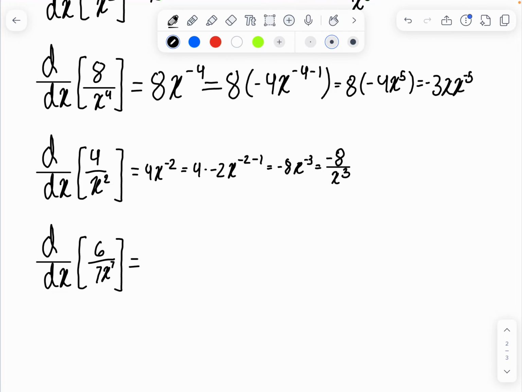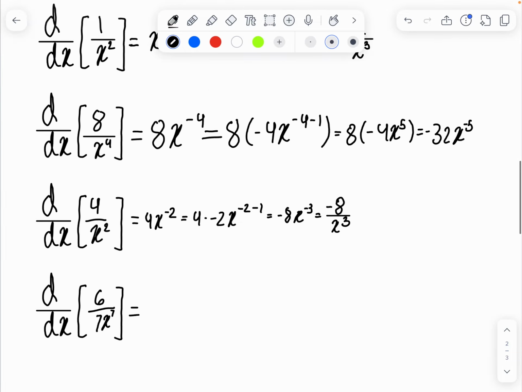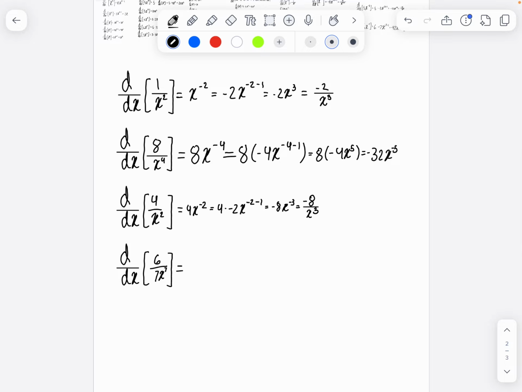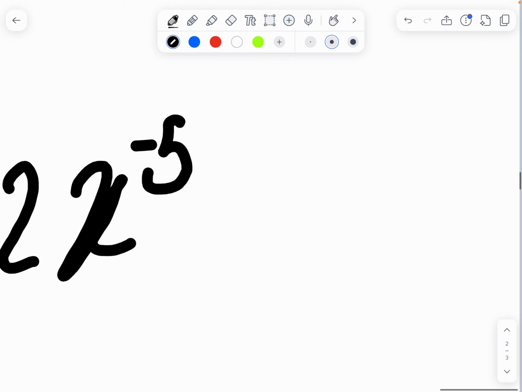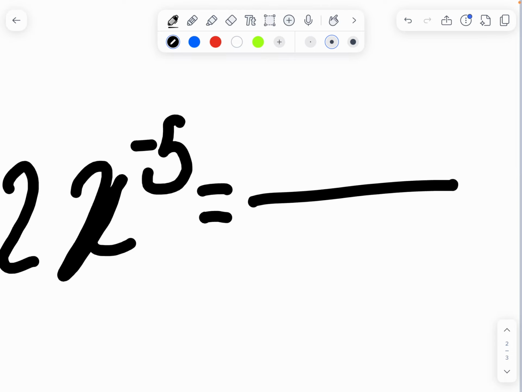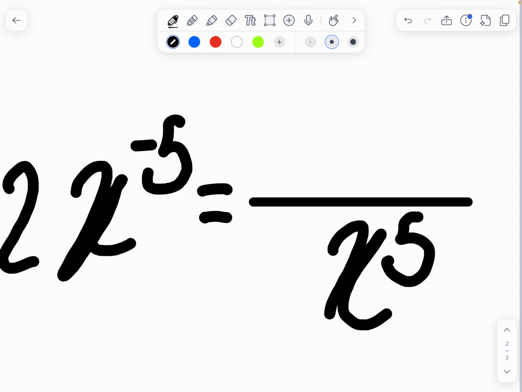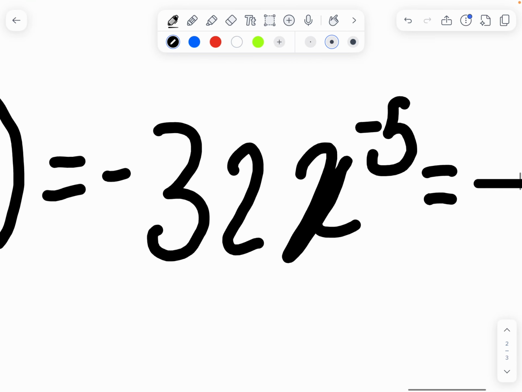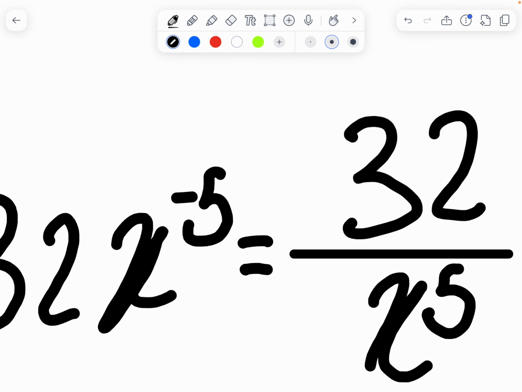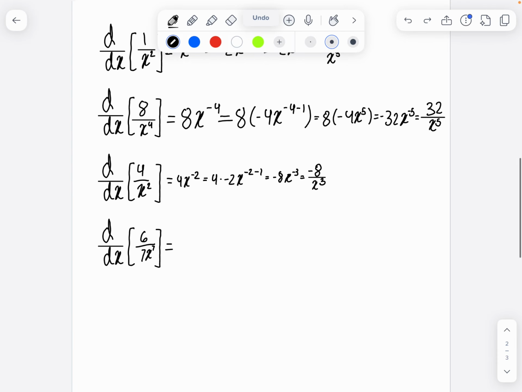And I don't know what happened here. This should be a 2. Oh, and if I had more space. Okay, we're going to have to squish this in. I forgot to put this answer. This is going to be x to the power of 5 and negative 32. Okay, and that is our answer. Time for the final one.